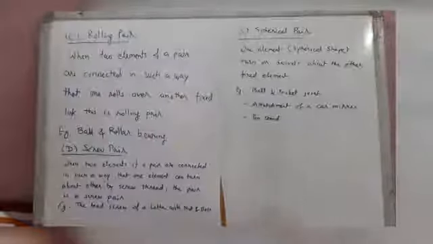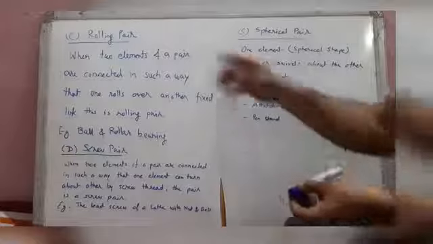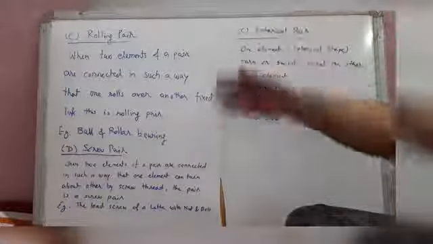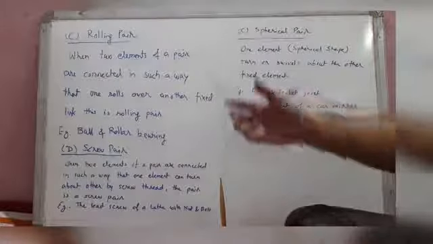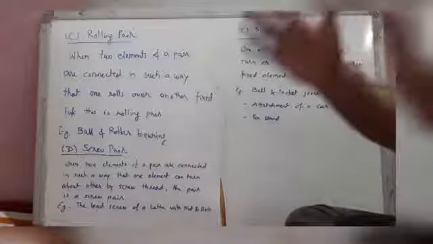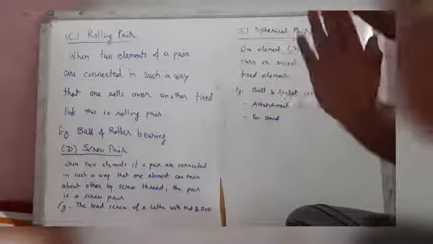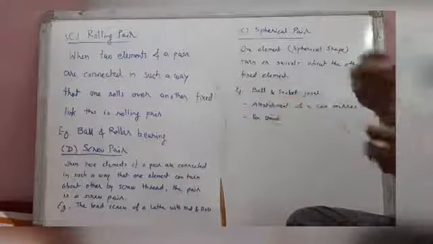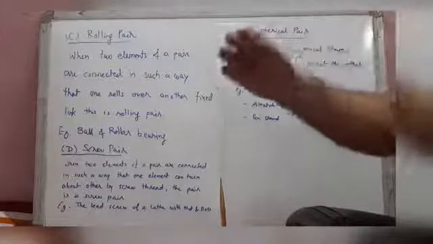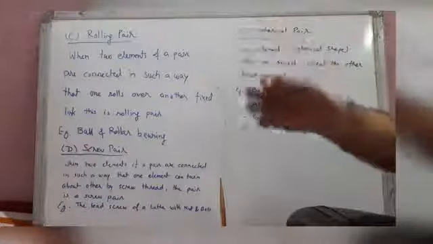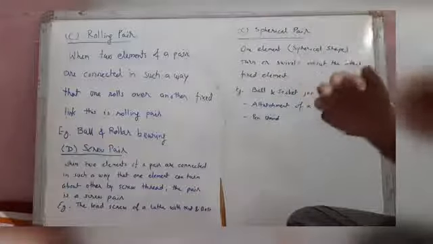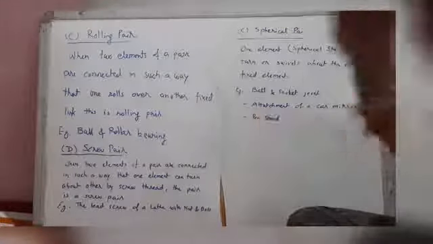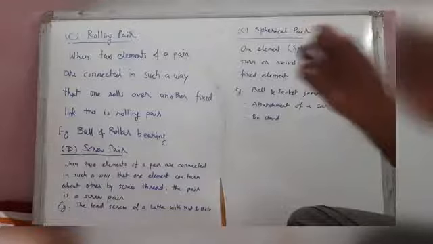Next type of pair is rolling pair. When two elements of the pair are connected in such a way that one rolls over a fixed length over another fixed length. Means one is rolling over another fixed length. Something like this. Okay. Like ball and roller bearing. In the bearings, the outer cover and inner balls are there. So balls are inside and the outer cover is there. They are rolling. Okay. This is the example of rolling pair. Only rolling is provided there. The balls cannot go out.